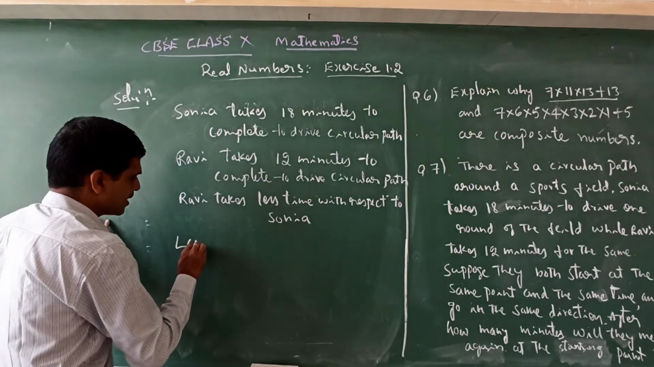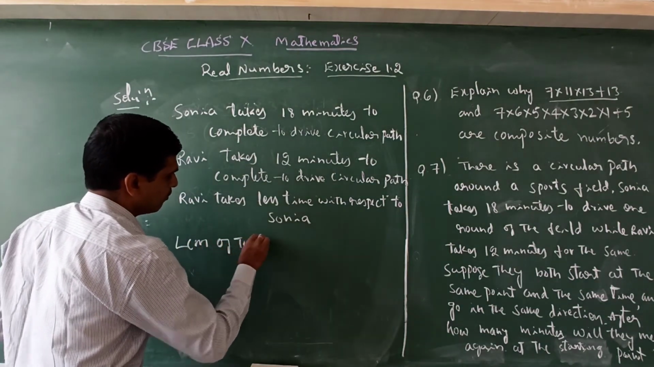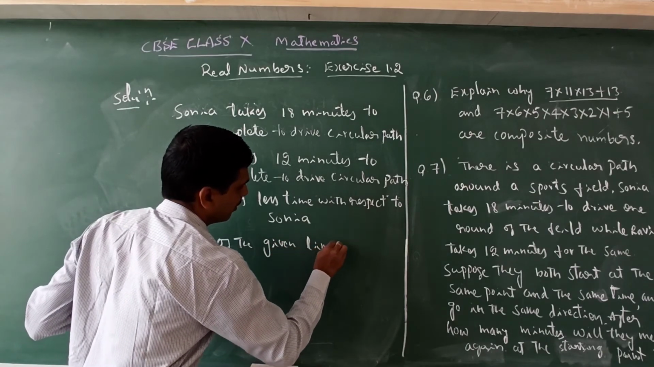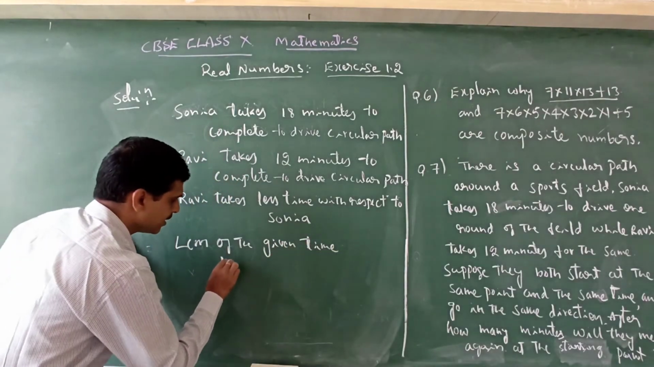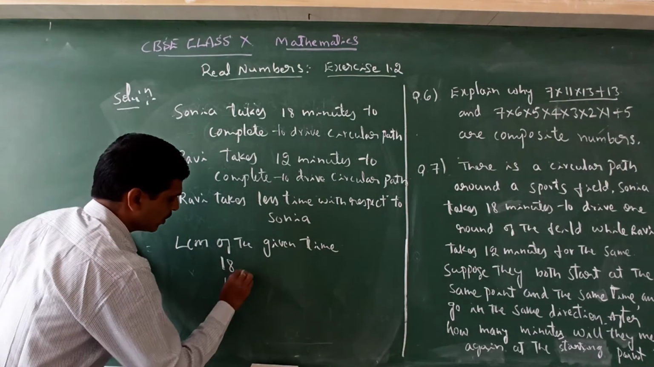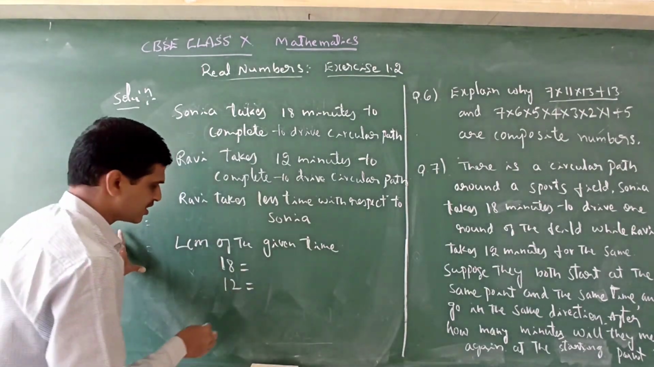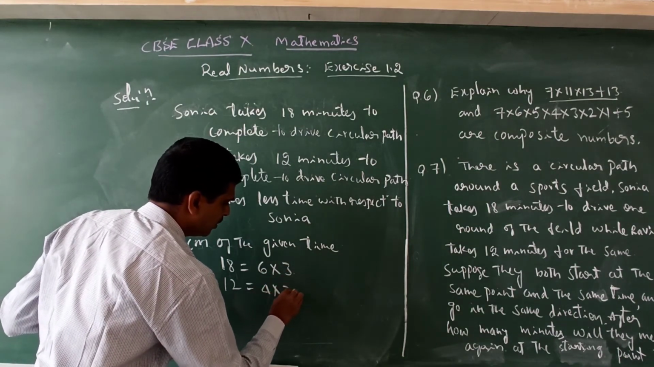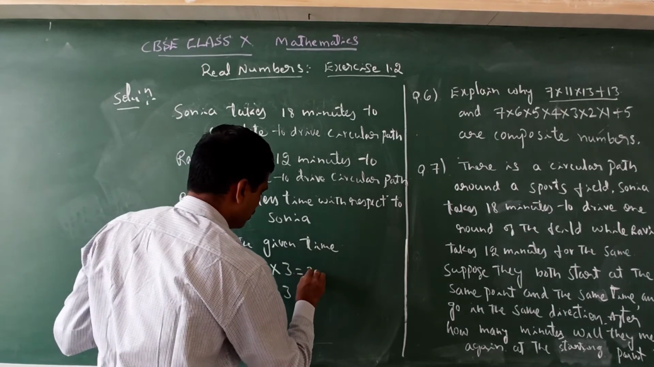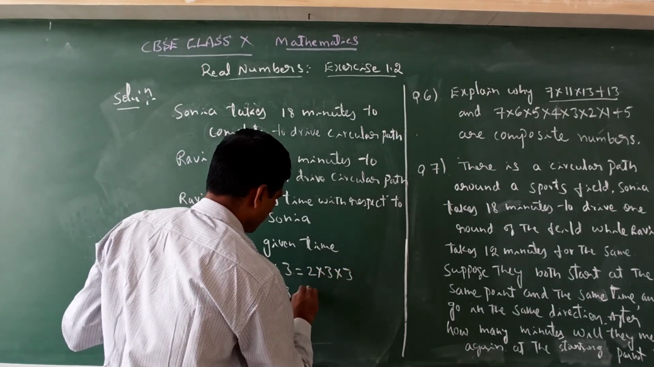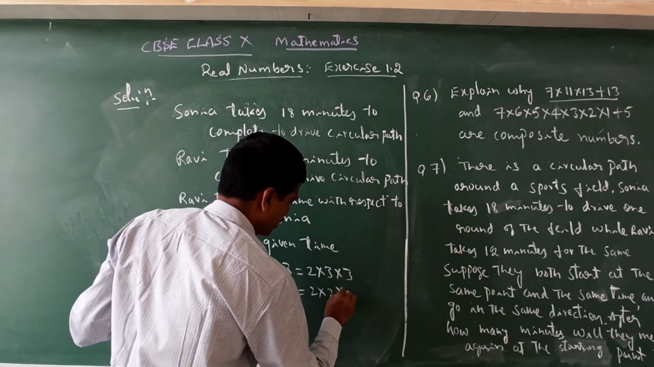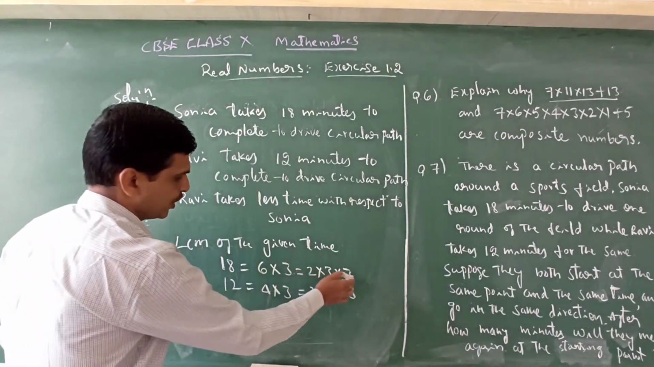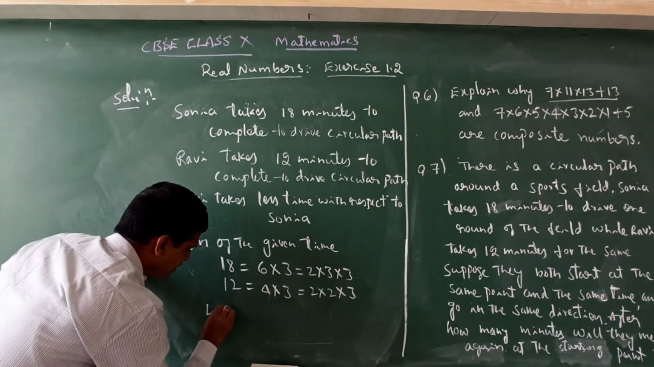So that is why we take the LCM of the given times, that is 18 as well as 12. Similarly, we can express them by prime factorization. 18 is 6 into 3, which you can express as 2 into 3 into 3. 12 is 4 into 3, otherwise you can express it as 2 into 2 into 3. Consider which is the common factor; 2 into 3, 6 will become. So now we want the LCM.